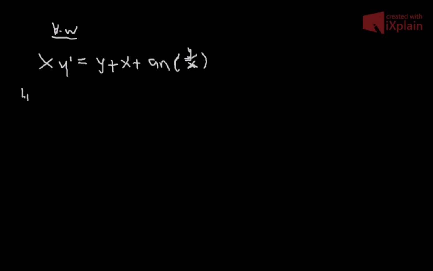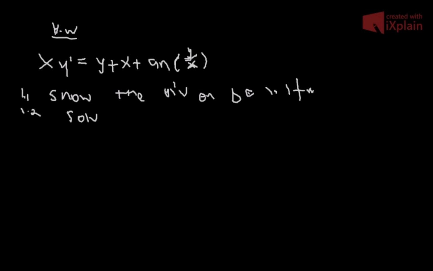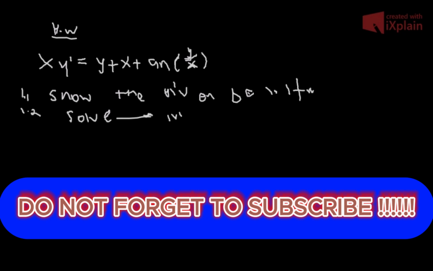This is the question that you should do on your own: x y prime is equal to y plus x tan of y over x. The question says: 1.1 show that the given differential equation is homogeneous. 1.2 solve it using the method of solution that I just taught you.